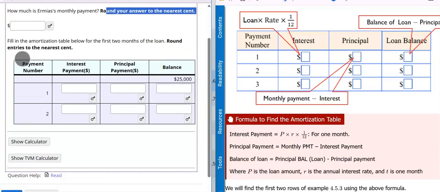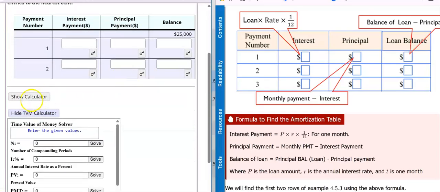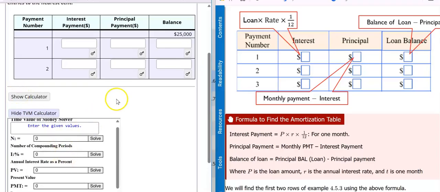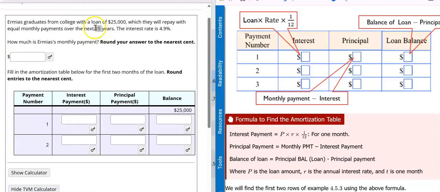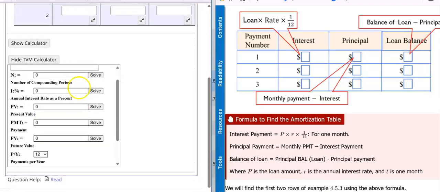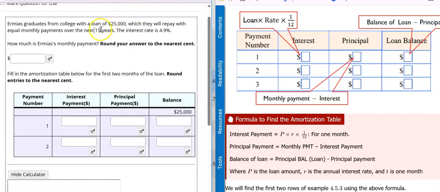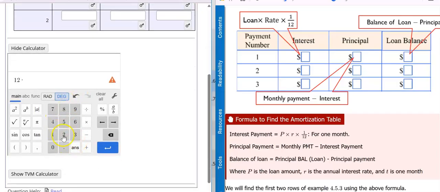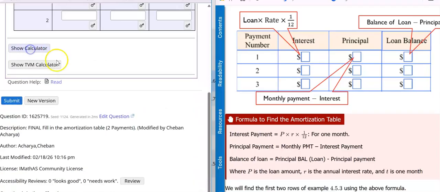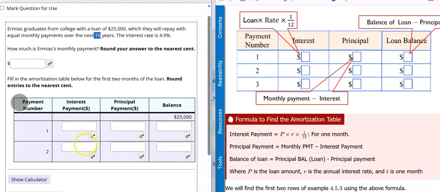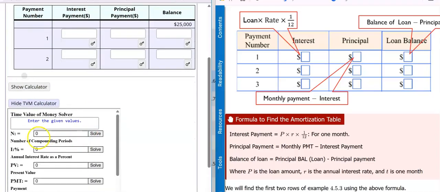So again, for the monthly payment, we use the TVM solver. Lowercase n is multiplied by the time: 12 times the loan term of 15 years. 12 times 15 gives you 180, which is the uppercase N, so I'm going to use that here.